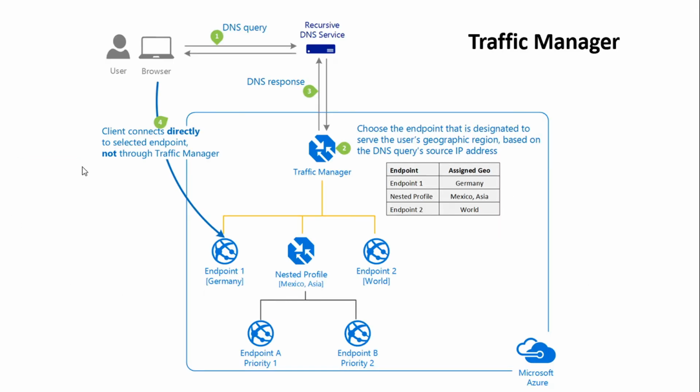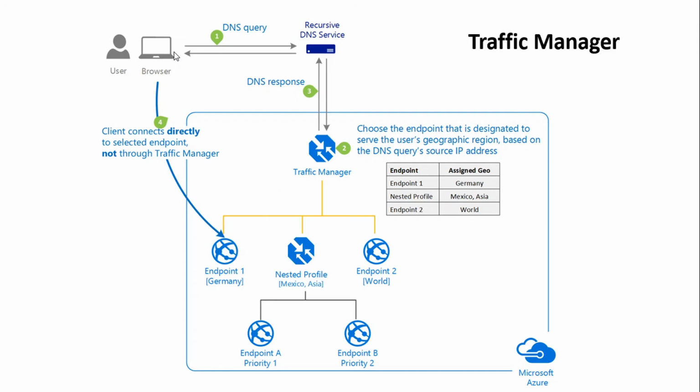So this is the architecture of traffic manager, wherein a user sends a DNS query to its DNS server, and the query goes to the traffic manager. The traffic manager responds to the user with the DNS A record for the service where the user should be routed, and then user directly connects to that service. So for example, in this case there are three services here and the user is connecting to endpoint 1.